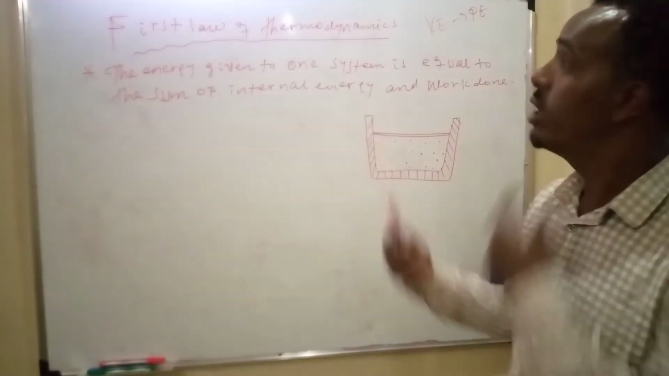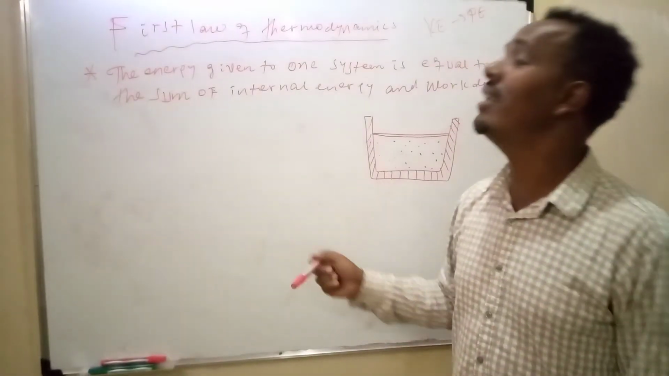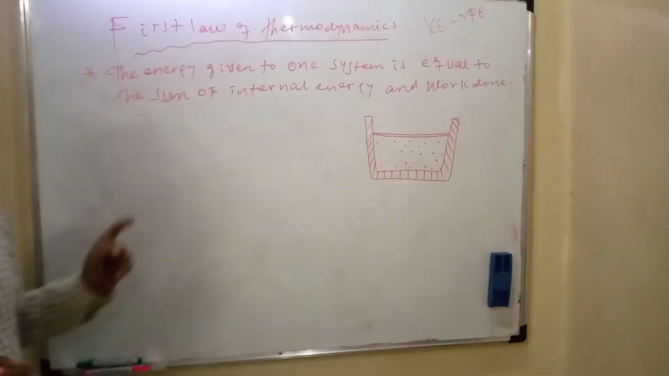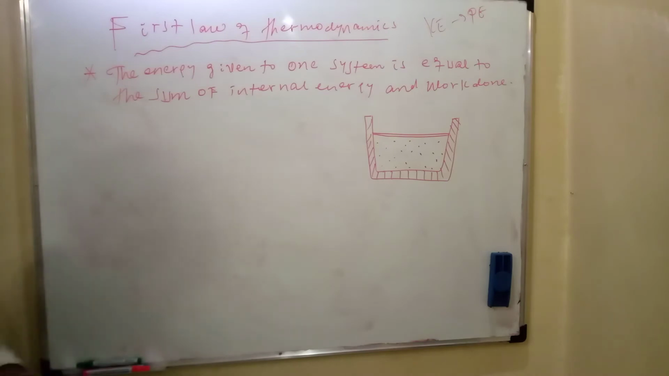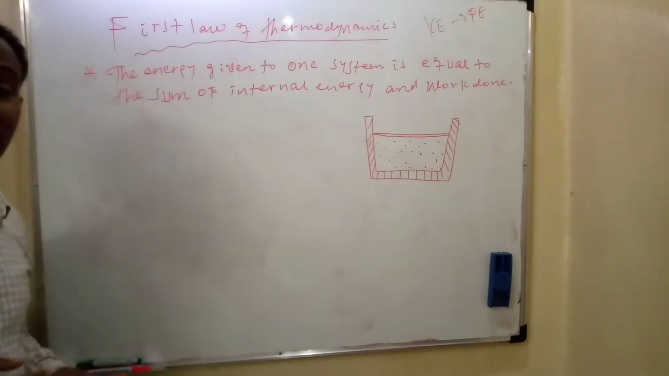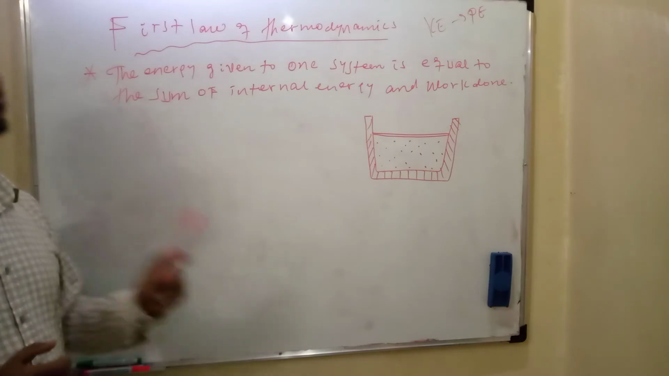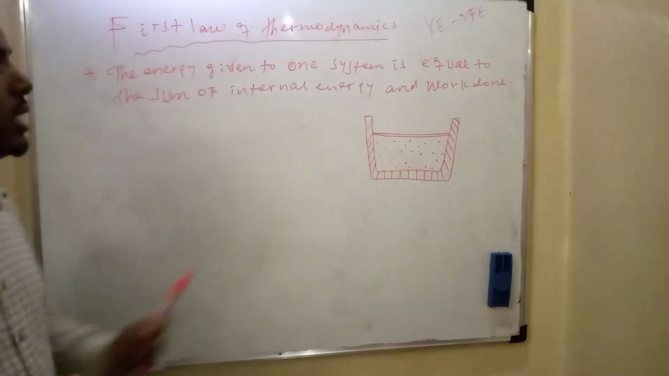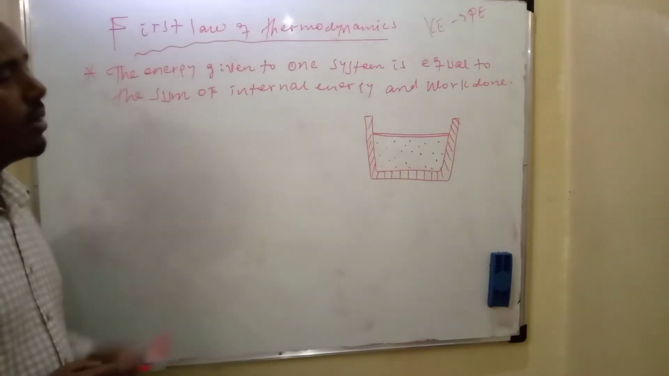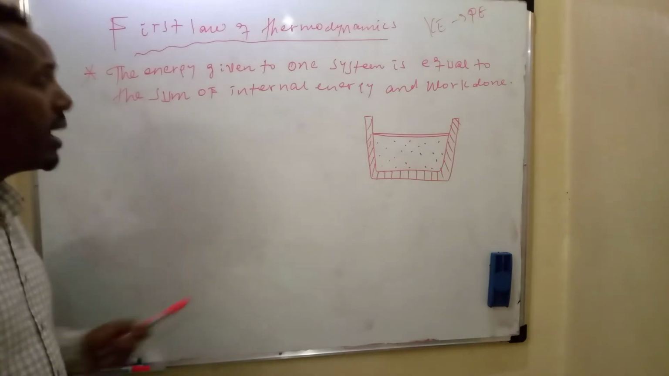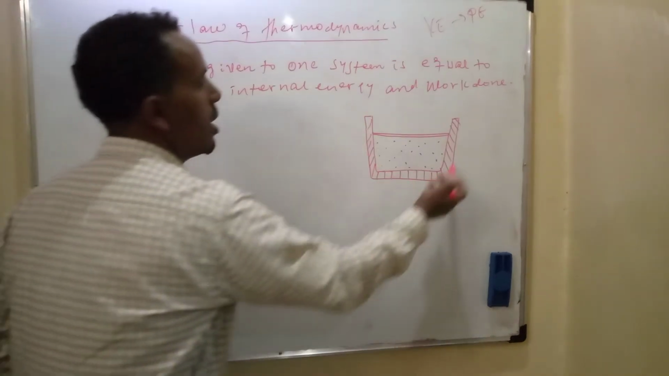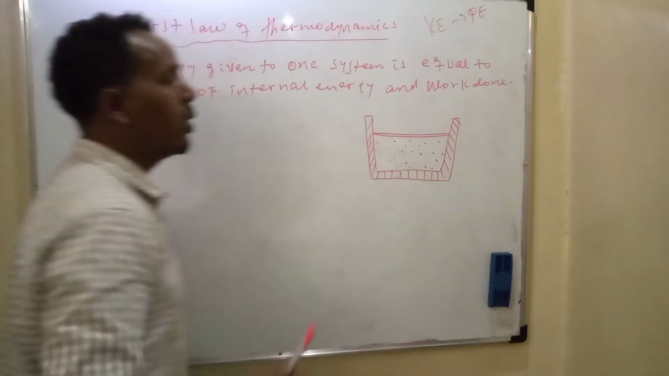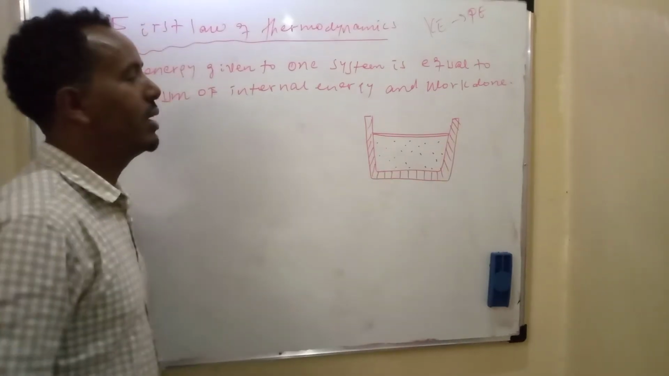So the first law of thermodynamics is the restatement of the law of conservation of energy, because this law states that the energy given to one system is equal to the sum of the internal energy of the given system and the work done on the system or by the system. This means if this is the system and here the surrounding, our system is a container, and inside the container the gas molecules exist.